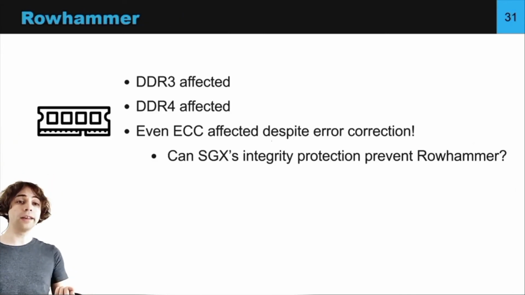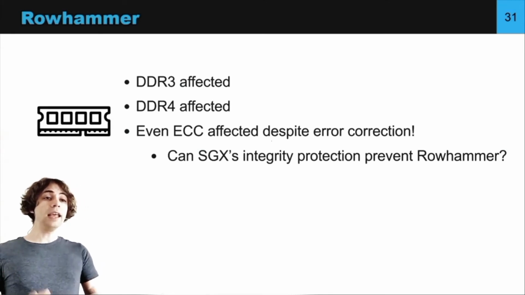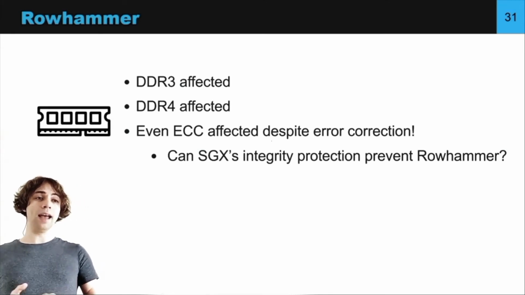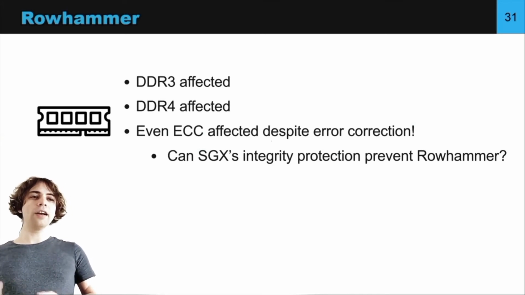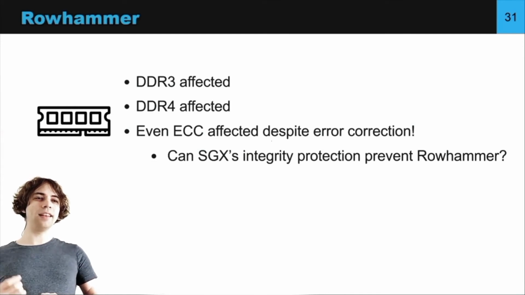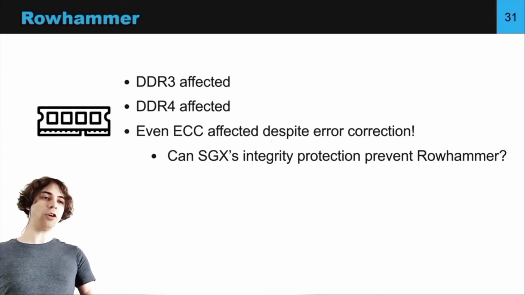But DDR3 is affected, DDR4 is affected. Even ECC RAM can have errors that are not corrected by the integrated error correction. The question then is, if you think about SGX, Intel's SGX security enclaves, they are integrity protected. And this would prevent Rowhammer in principle because you would detect the integrity error.